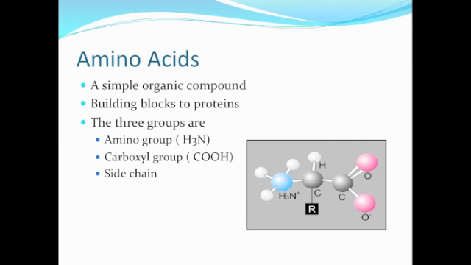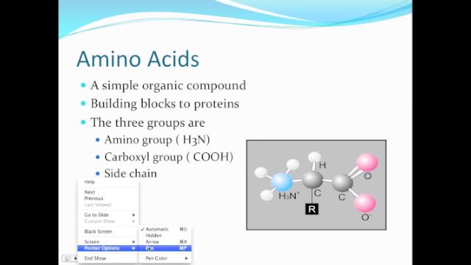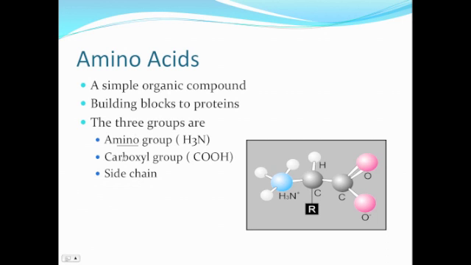So, an amino acid is a simple organic compound. It's like the building blocks to protein. Many amino acids make a protein, and there are three groups of amino acids, which are the amino group, the carboxyl group, and the side chain. So, I'm going to use the pen to show you what each of them are.